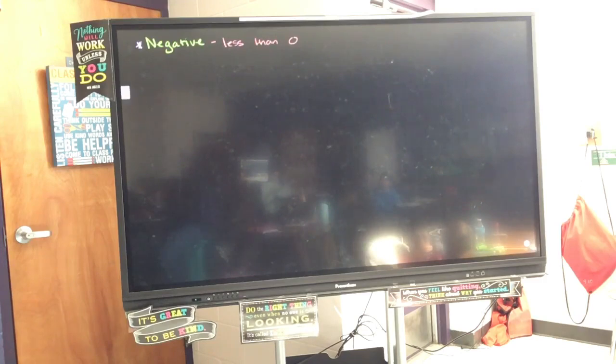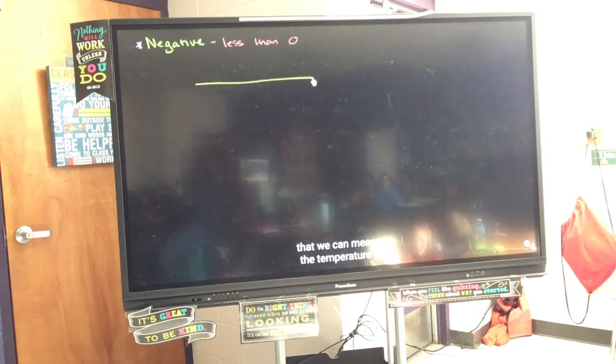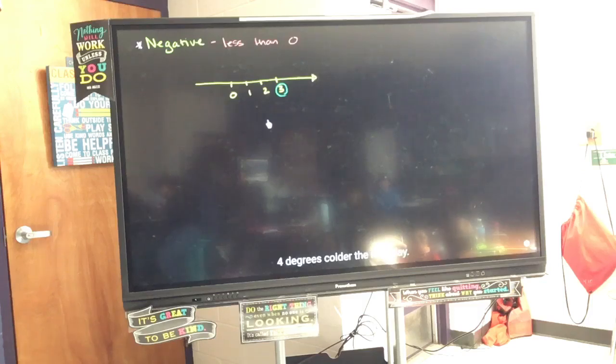If we're measuring the temperature, and it could be in Celsius or Fahrenheit, let's just say we're measuring it in Celsius. Let me draw a little scale that we can measure the temperature on. Let's say this is 0 degrees Celsius. That is 1 degree Celsius, 2 degrees Celsius, 3 degrees Celsius. Now, let's say it's a pretty chilly day, and it's currently 3 degrees Celsius. Someone who predicts the future tells you that it is going to get 4 degrees colder the next day. So how cold will it be? How can you represent that coldness?